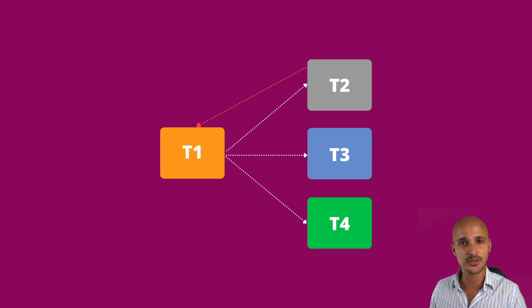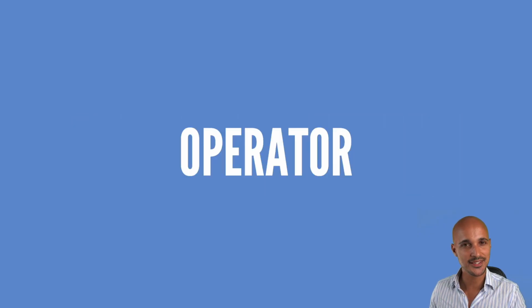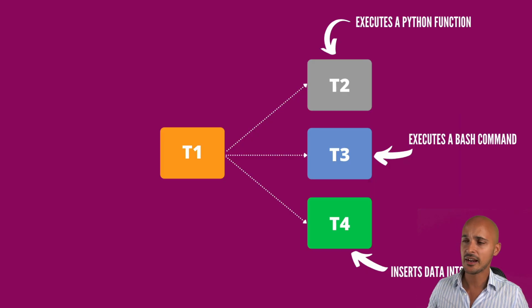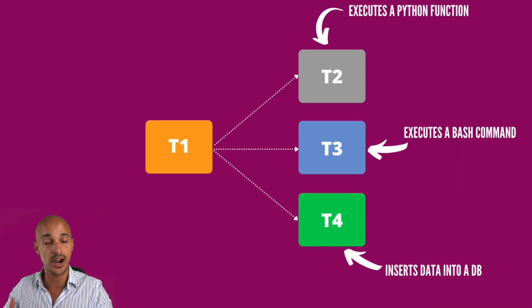The second important concept that you have to know is the concept of operators. What is an operator? An operator is nothing more than a task in your DAG. Let's take the following data pipeline. Here, T1, T2, T3, and T4 actually are tasks. But let's say T2 executes a Python function, then T3 executes a bash command, and last but not least, T4 inserts data into a database. Well, T2, T3, and T4 are tasks, but behind the scenes, each task is actually an operator.